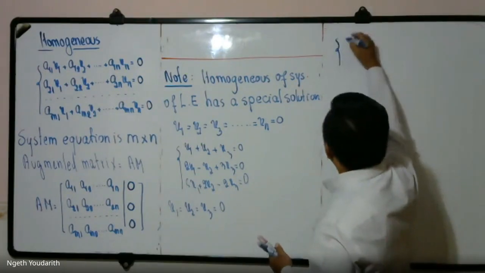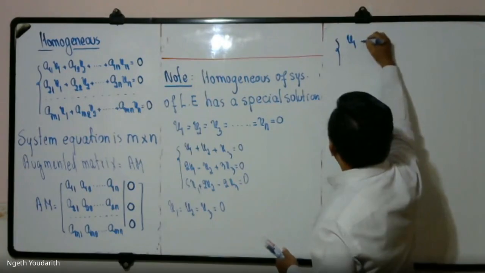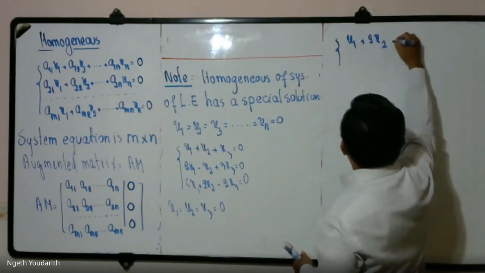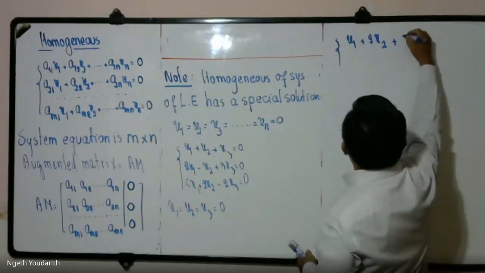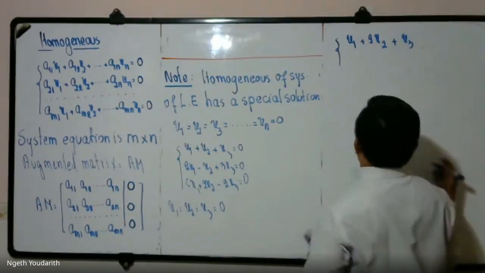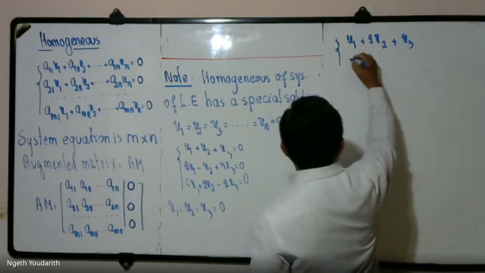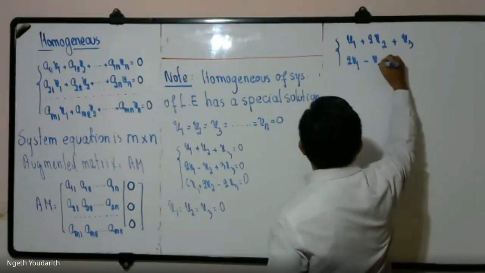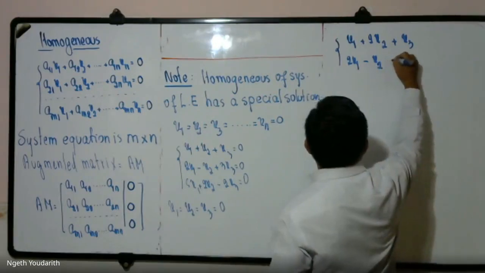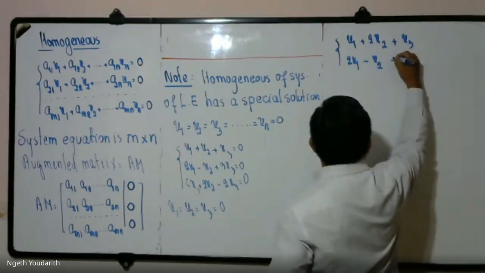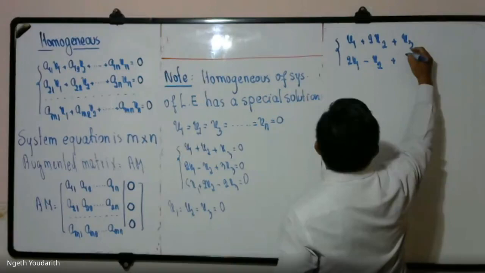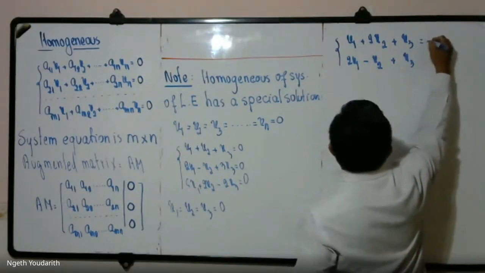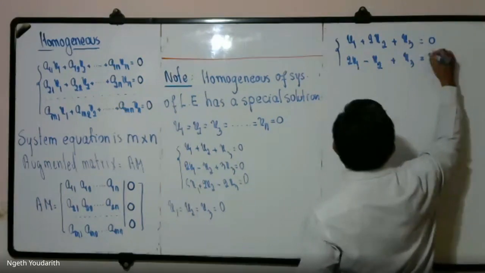Example: I give you x1 plus 2x2 plus x3, this one, and 2x1 minus x2 plus x3, this one. This one equals 0 and this one equals 0.